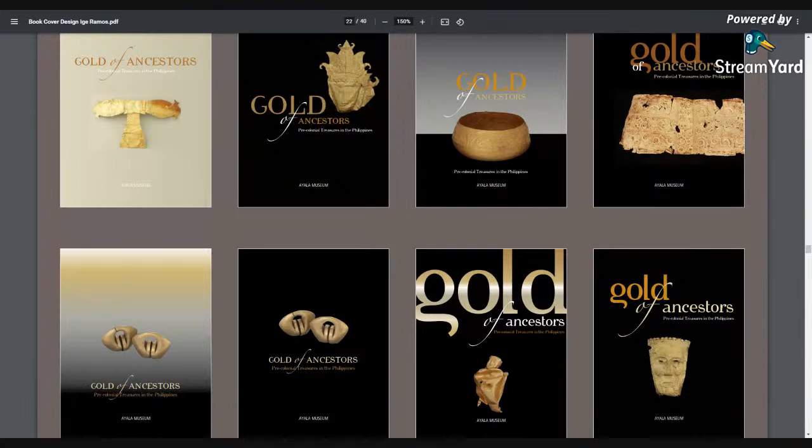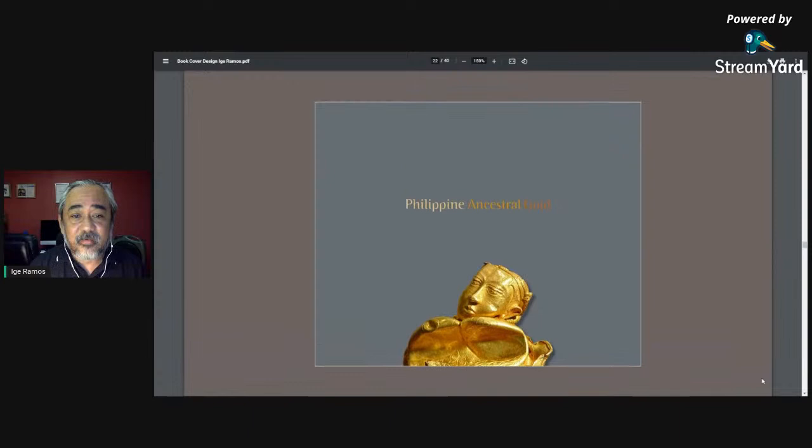And then the next slide is the final cover. Gray background, and then you have that gold image, and then they changed the title to Philippine Ancestral Gold. So from the moment you start working on a project, you don't come up with the final look unless you go through that process of really dumping all your ideas. I call it brain dumping. So I have all these different ideas and play around with them, and then finally you find the proper font and the proper color scheme, and that's it. So this is what you see now in the final print. And next.